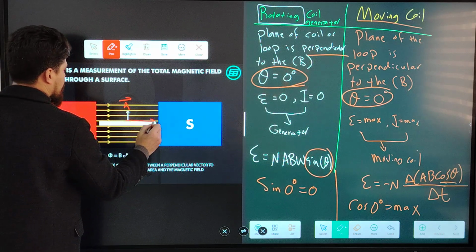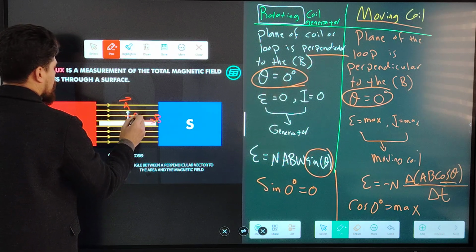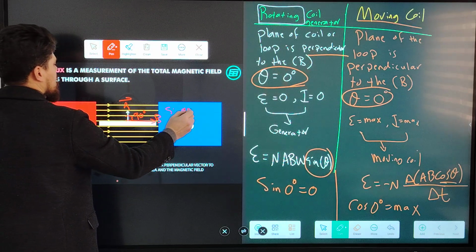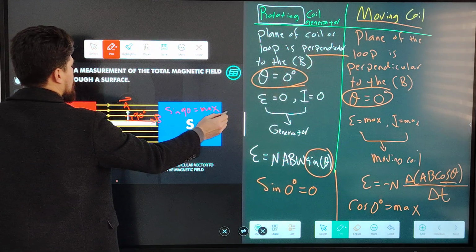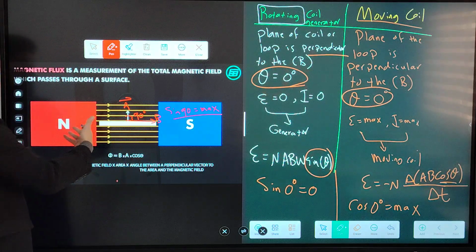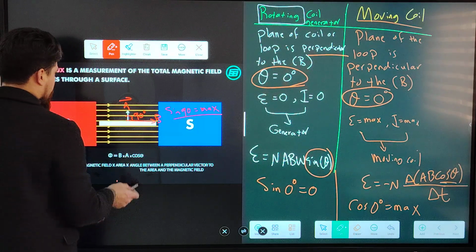And this is the magnetic field. What is the angle between them? Perpendicular. Sine 90 is equal to the maximum. Okay, the change in magnetic flux here is maximum. When the plane of the loop is parallel, EMF is maximum. Okay?